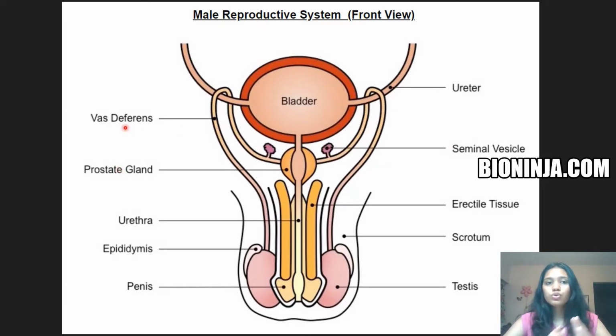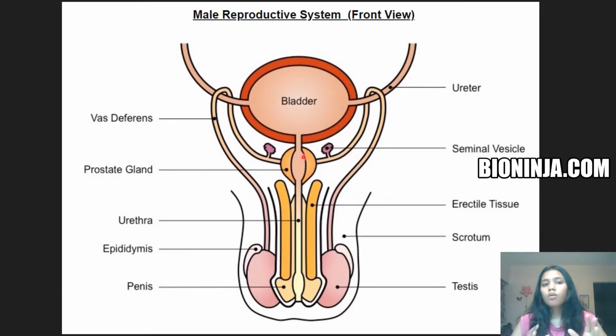This structure you do not need to know. It is just there for reference. It is labeled for you. So the seminal vesicle is always over here on the sperm duct. Okay, this is the sperm duct. And the prostate gland is always over here right below the bladder. Okay, so we're going to look into the function of each of these structures in the next slide.